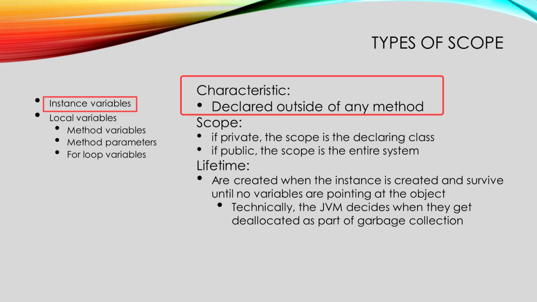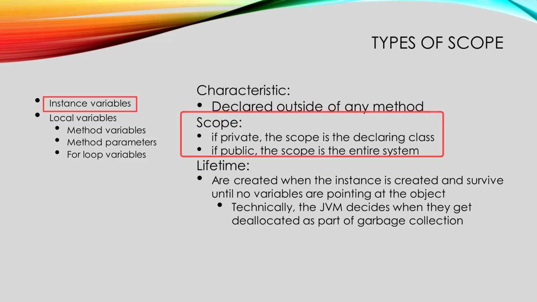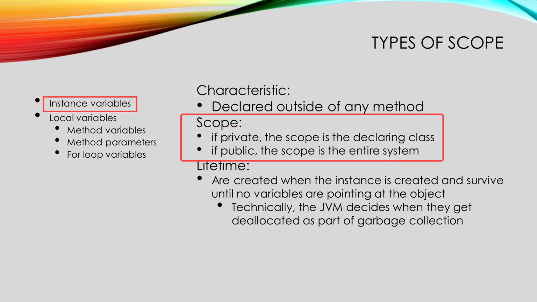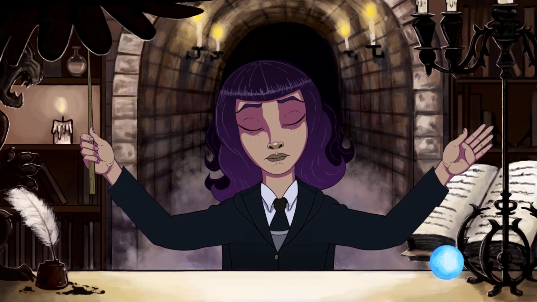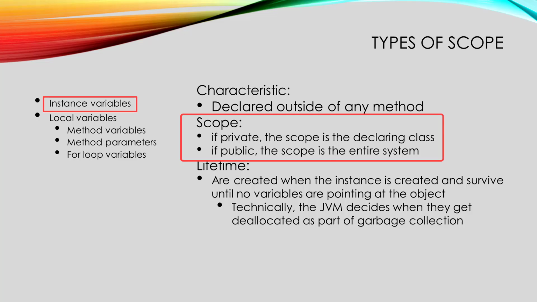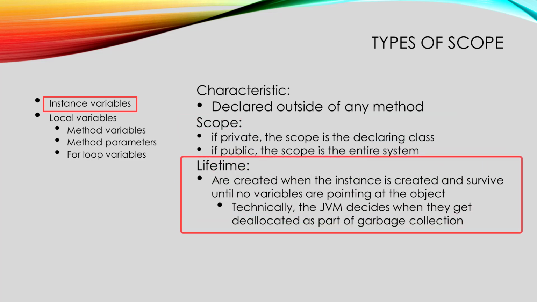We've already said you can tell that a variable is an instance variable because it's defined outside of any method. Last stage, we established their scope. The principle of information hiding says that they should always be marked private. If they are marked private, only the code in the class that declares them can see them. If they are marked public, the whole system can see them. That's their scope. The lifetime of an instance variable matches the lifetime of the object that contains them.